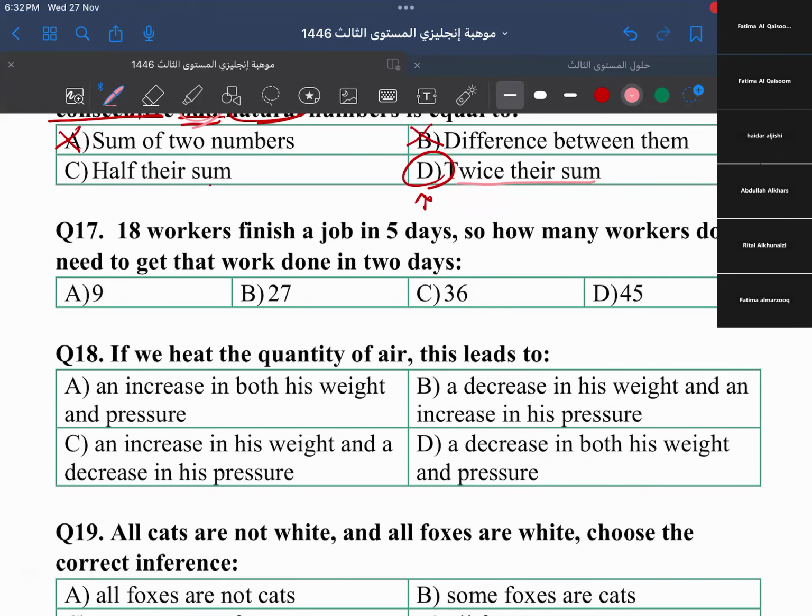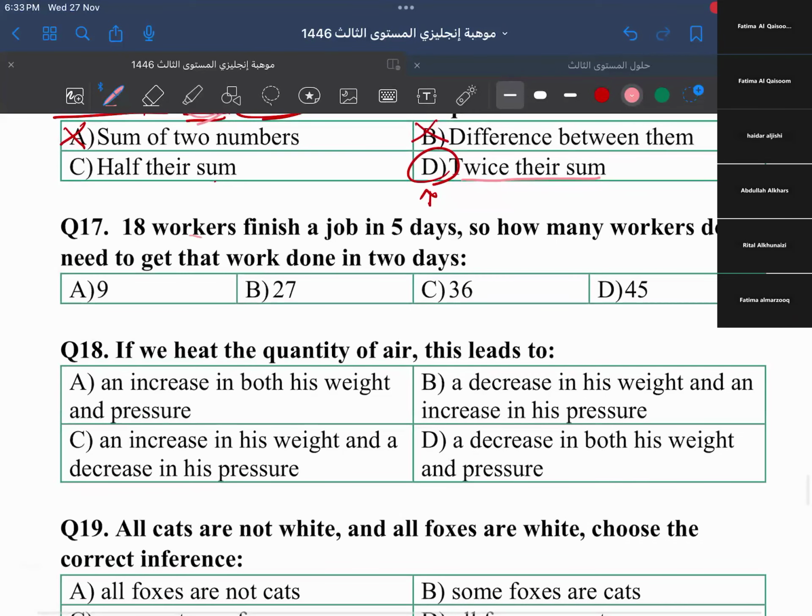18 workers finish a job in 5 days. How many workers do we need to get the work done in 2 days? Okay. So here in these questions, what do we have? We have two items that we want to see the relationship between them. Do you remember when we talked about the direct relationship and the inverse relationship?